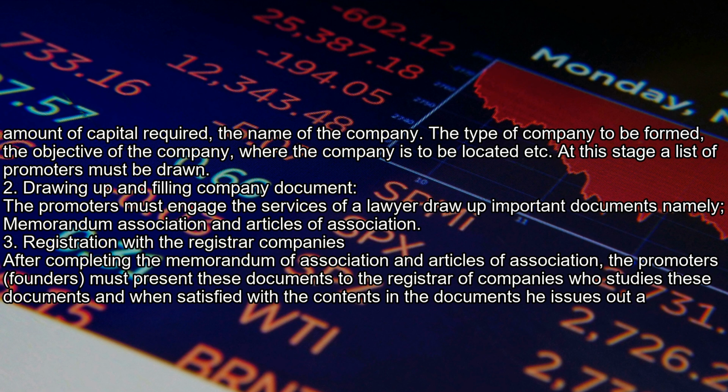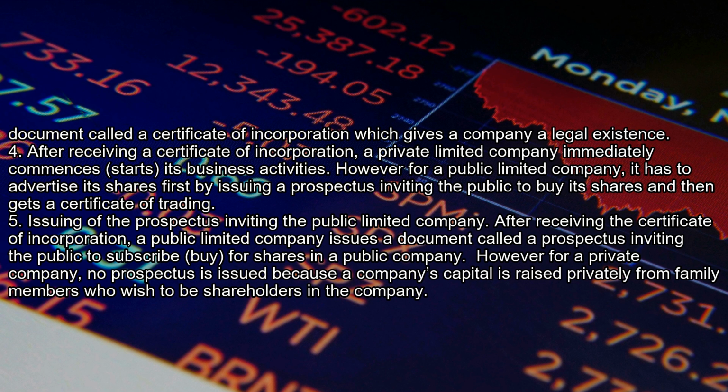2. Drawing up and filing company documents. The promoters must engage the services of a lawyer to draw up important documents, namely Memorandum of Association and Articles of Association. 3. Registration with the Registrar of Companies. After completing the Memorandum of Association and Articles of Association, the promoters, founders must present these documents to the Registrar of Companies, who studies these documents, and once satisfied with the contents, he issues a document called a Certificate of Incorporation, which gives a company a legal existence.